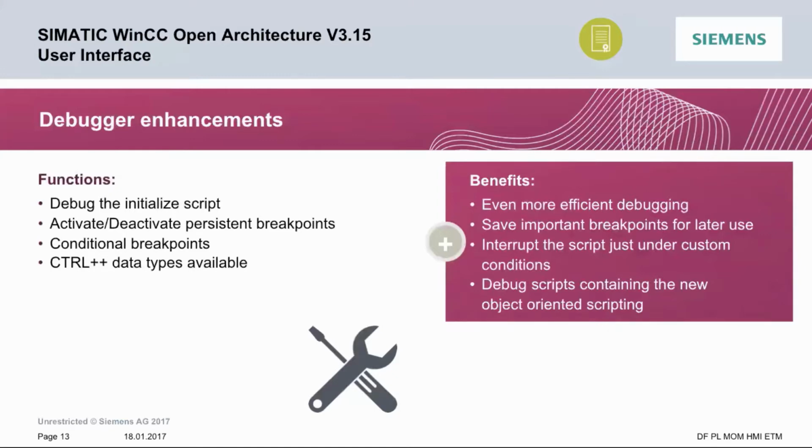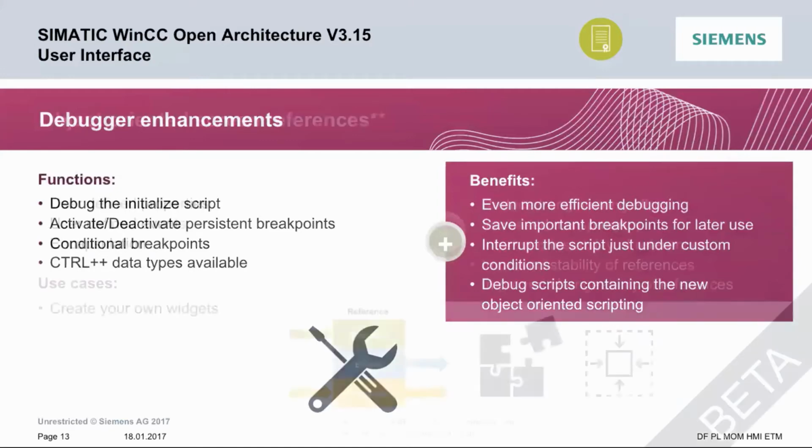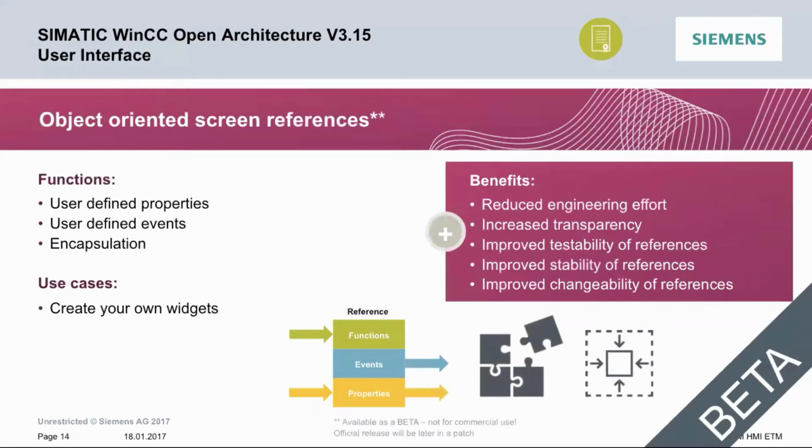Object-oriented screen references. This is in beta, so we're looking forward to further enhancements for this, but the idea here is that we can provide user-defined properties, user-defined events, and encapsulation within a screen reference. The benefit is we can reduce the engineering effort there because we create a lot of reusable object-oriented code sets there, and improve testability for references, the stability of those references, and then changeability of those references.